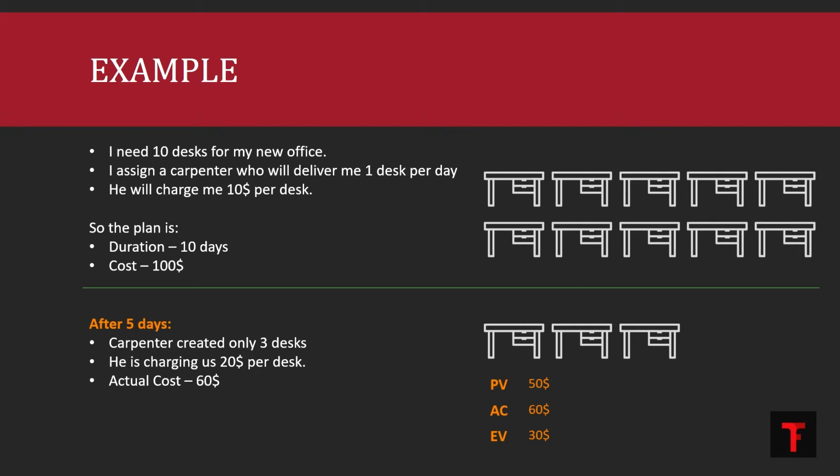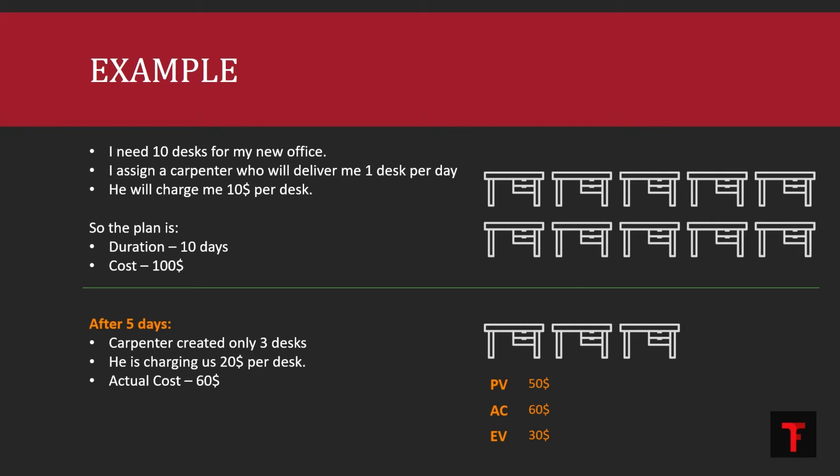Now, actual cost is pretty simple. In reality, how much did we spend? Like we said, he has produced 3 desks, and at a rate of $20 per desk, it has reached $60. So actual cost is $60.